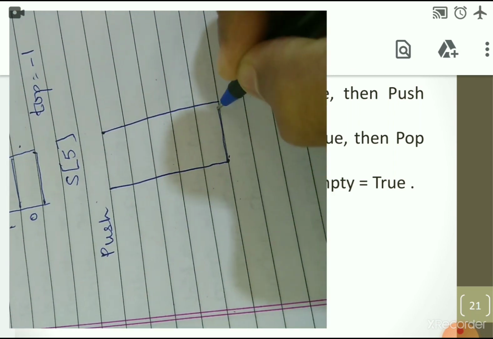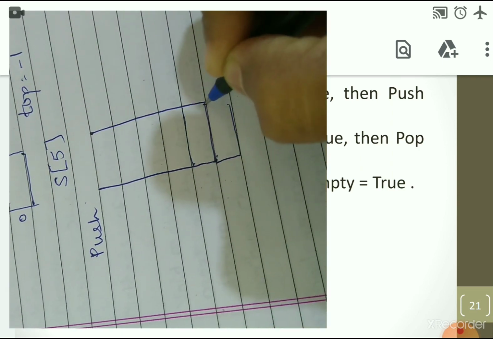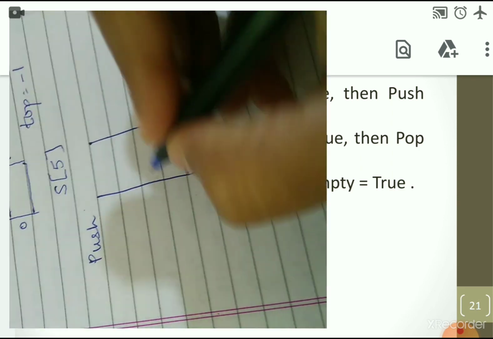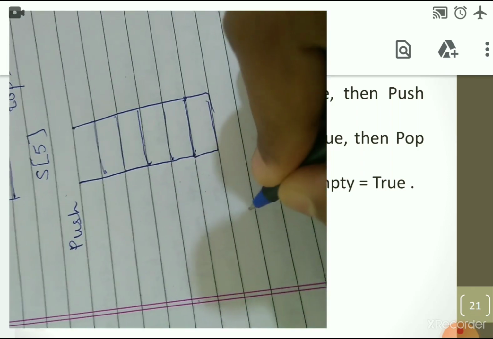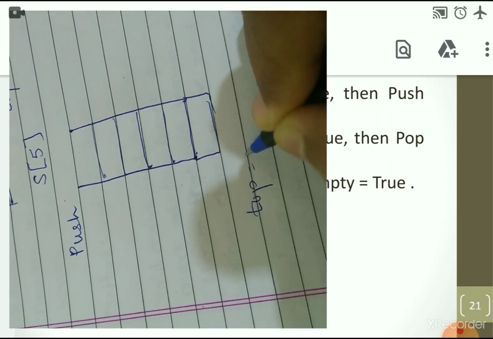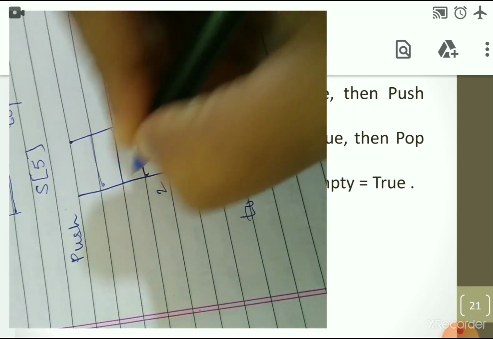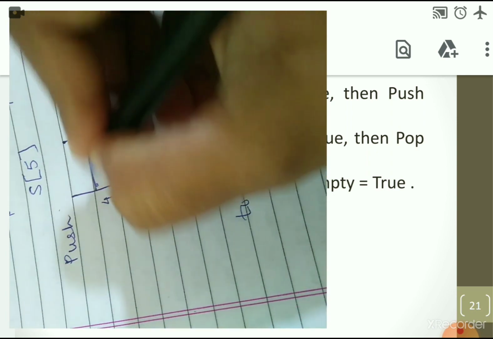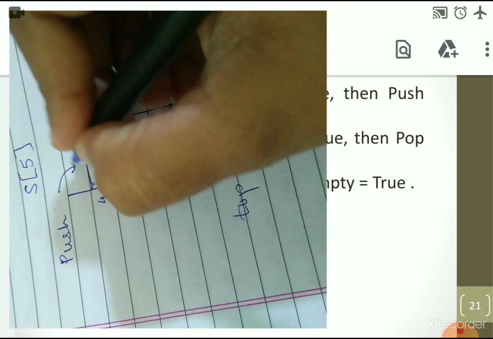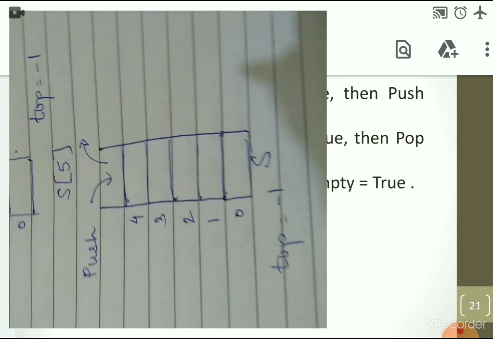Say it is the S of 5, there are 5 positions. We can store 5 elements into the array. Top is equal to -1 initially. This is the S. These are the positions 0, 1, 2, 3, 4. Only these elements are there. You can insert or delete the element from this side. Okay, this is the array S.